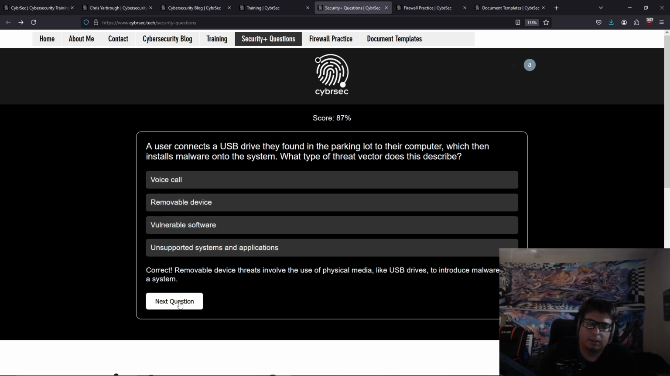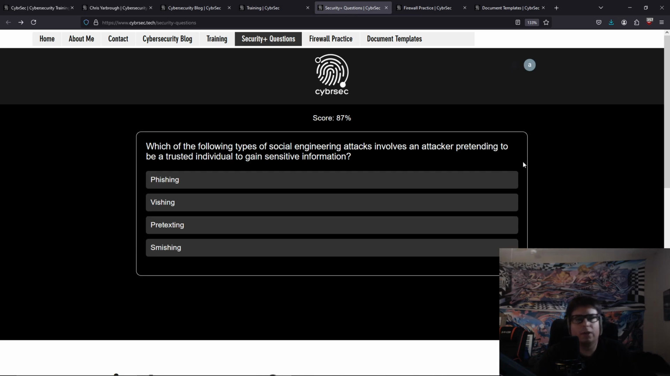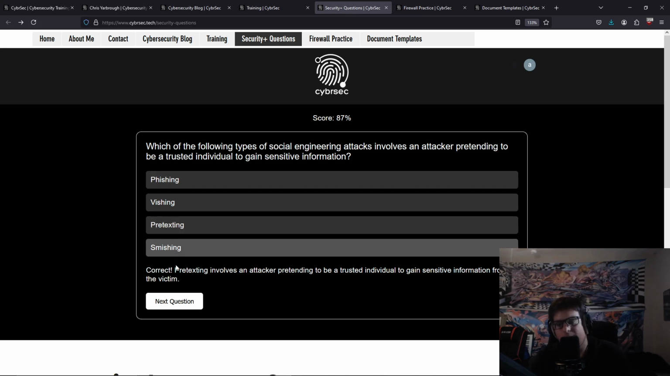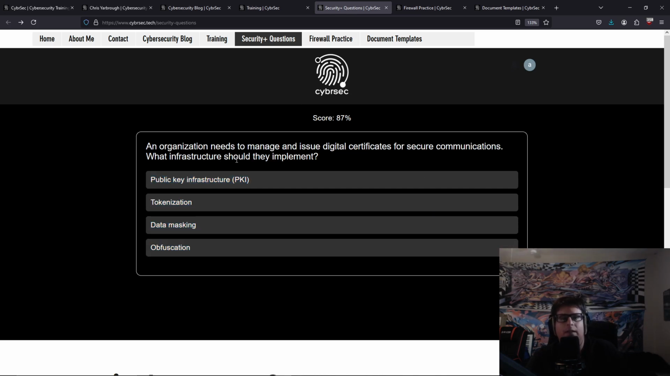Removable device. Which of the following types of social engineering attacks involves an attacker pretending to be a trusted individual? Pretexting. I think we've answered that one too. An organization needs to manage and issue digital certificates for secure communications. What infrastructure should they implement? This feels like more than 100 questions. This is a lot of questions.